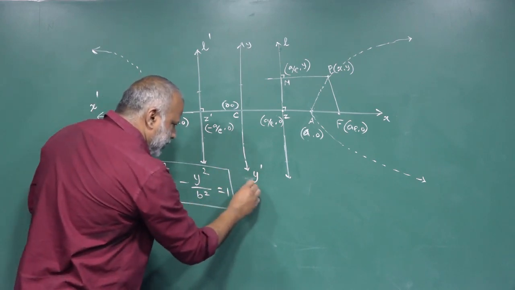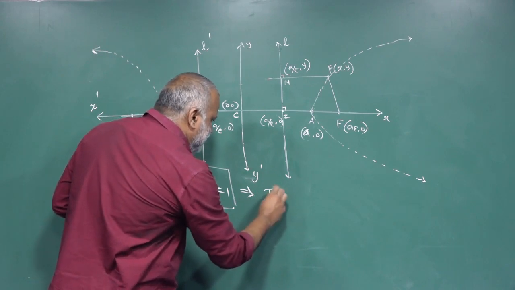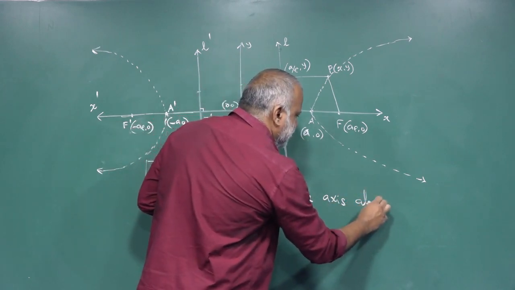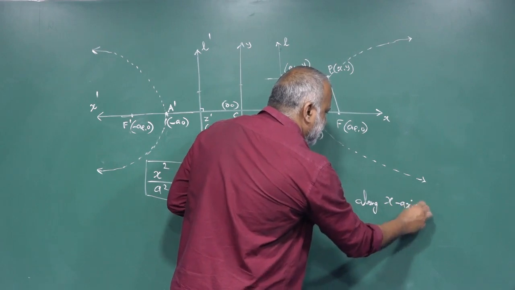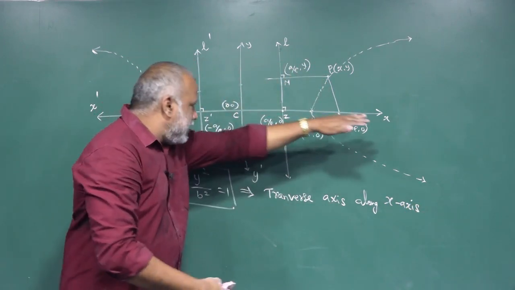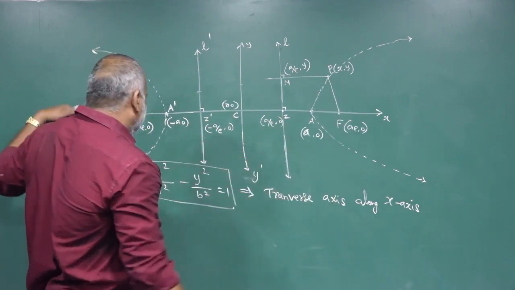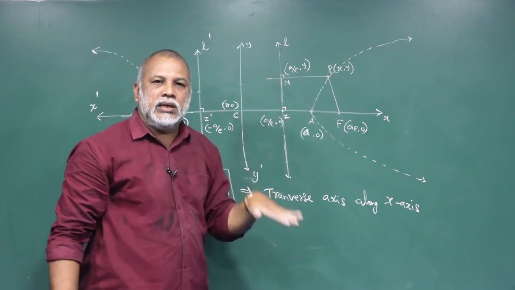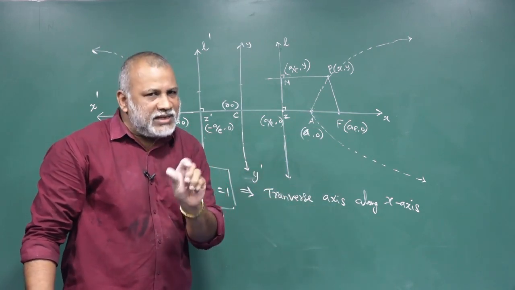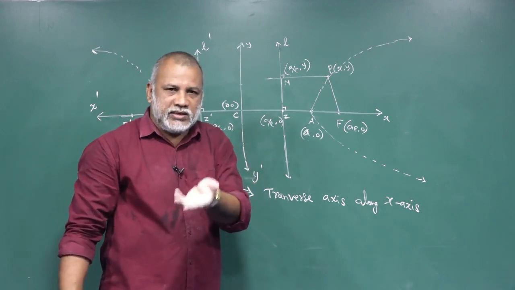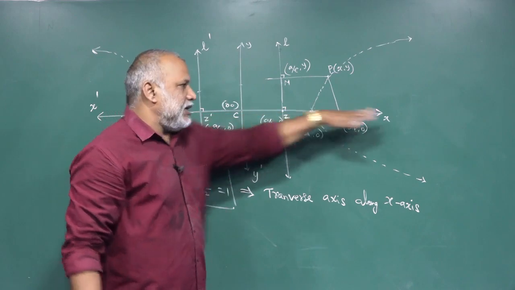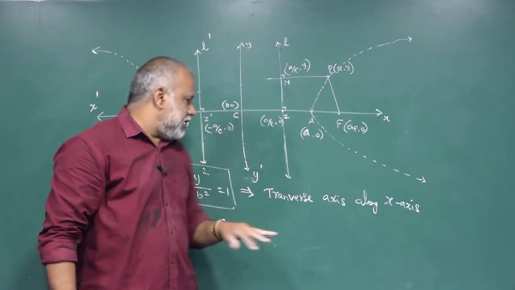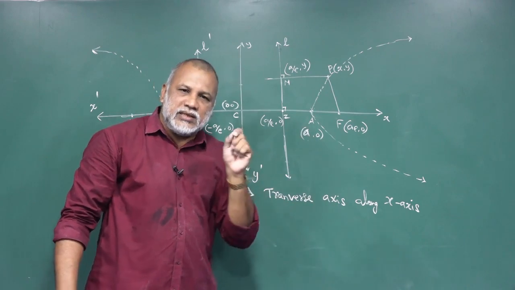The name of type number 1 is transverse axis along x-axis. You know the meaning of transverse. It is the x-axis. See the diagram. This is the hyperbolic diagram. This x-axis is passing through these A and A dash. This axis is called transverse axis. You may know this word transverse from physics. So here transverse axis means this line, the penetrating line of this hyperbola. So this line is called transverse axis, along x-axis. This is type number 1.